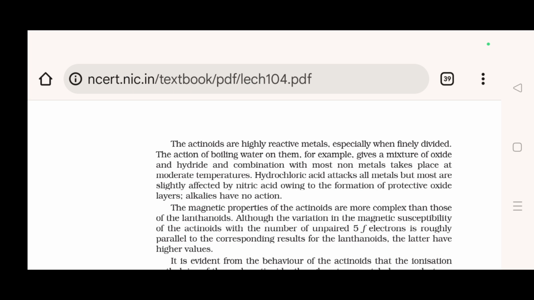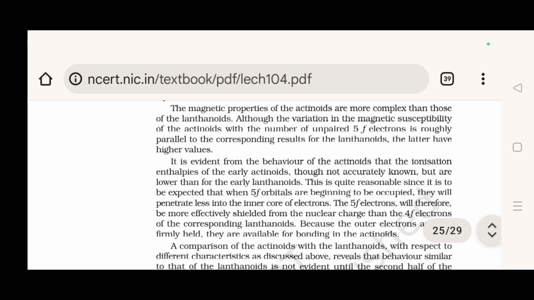Alkalis have no action. The magnetic properties of the actinoids are more complex than those of the lanthanoids, although the variation in the magnetic susceptibility of the actinoids with the number of unpaired 5f electrons is roughly parallel to the corresponding results for the lanthanoids. The latter have high values.